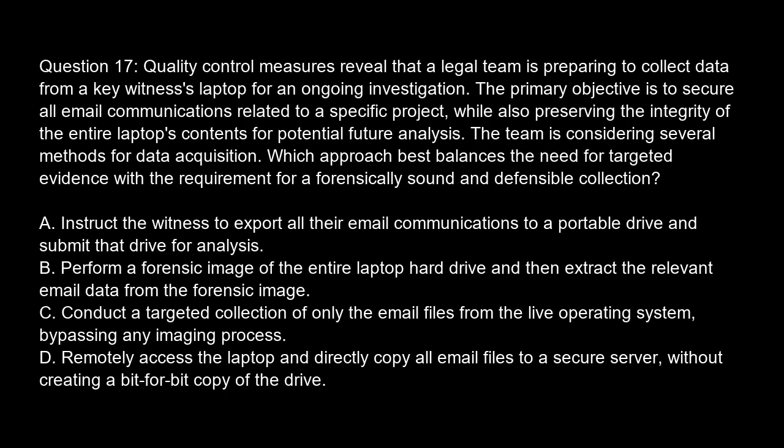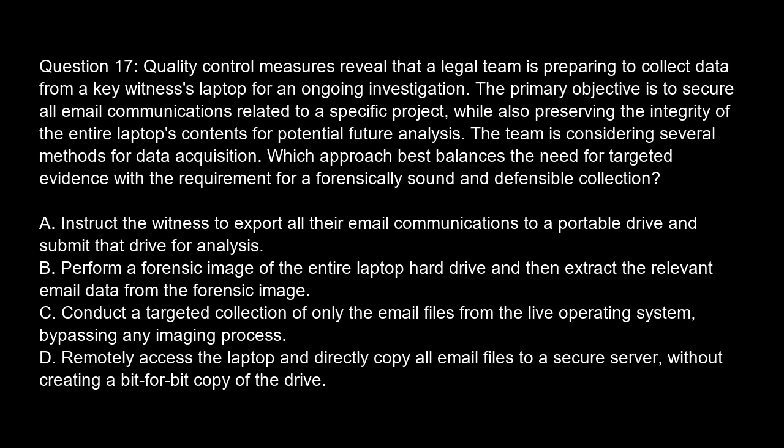Question 17. Quality control measures reveal that a legal team is preparing to collect data from a key witness's laptop for an ongoing investigation. The primary objective is to secure all email communications related to a specific project, while also preserving the integrity of the entire laptop's contents for potential future analysis. The team is considering several methods for data acquisition. Which approach best balances the need for targeted evidence with the requirement for a forensically sound and defensible collection?